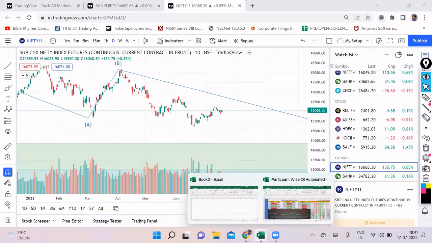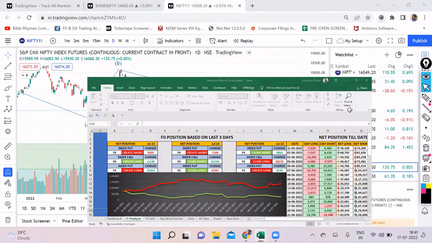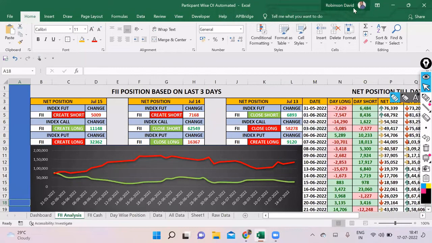Let's quickly check out the data too. If you look at the data here, just a second.